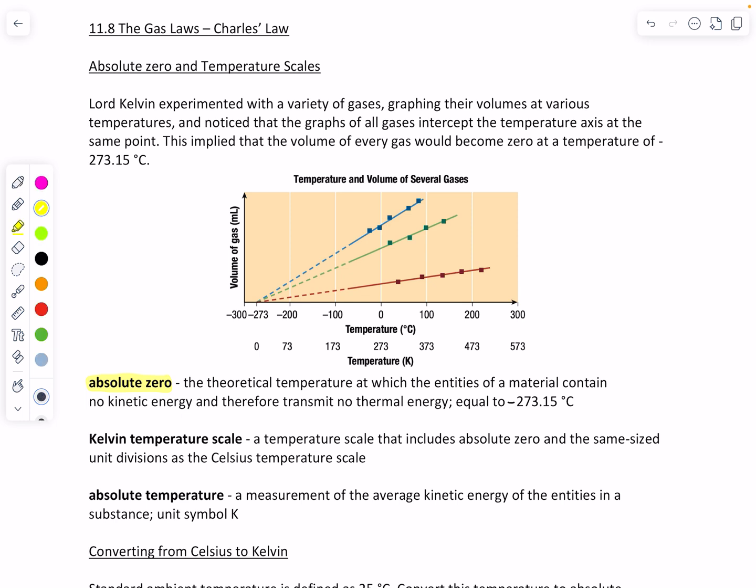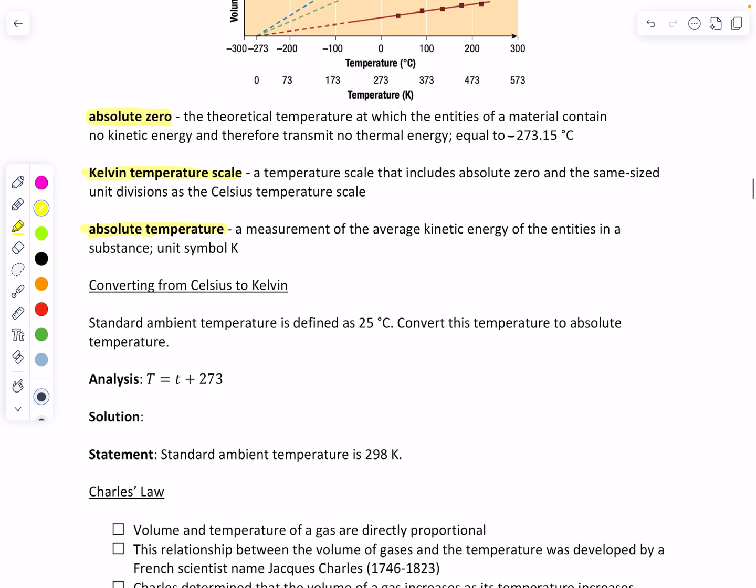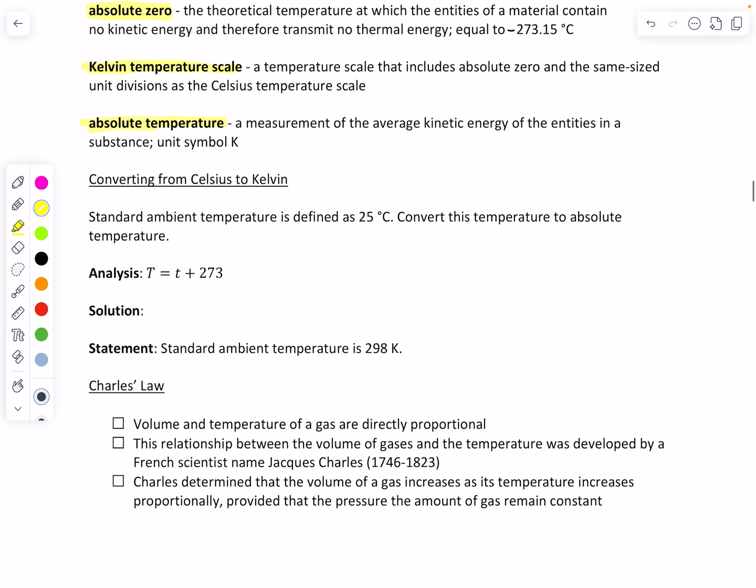The Kelvin temperature scale is a temperature scale that includes absolute zero and the same sized unit divisions as the Celsius temperature scale. Absolute temperature is a measurement of the average kinetic energy of the entities of a substance, and the unit symbol is K. Let's learn how to convert from Celsius to Kelvin.